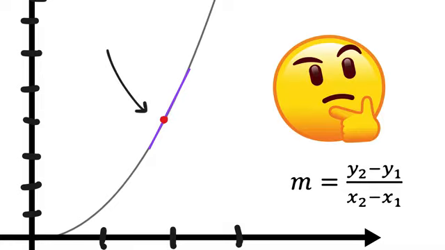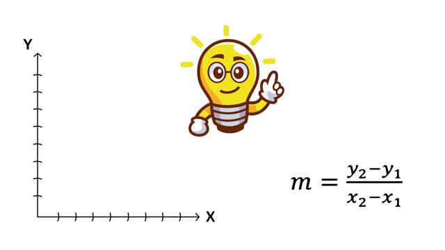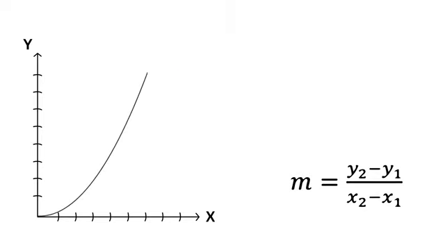But how does it work? Let us understand this with an example. Suppose we have a curve y equals x squared.